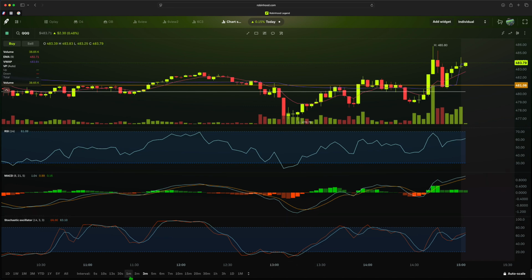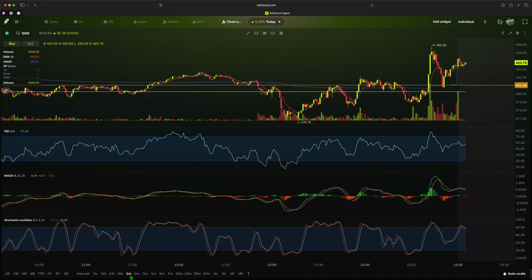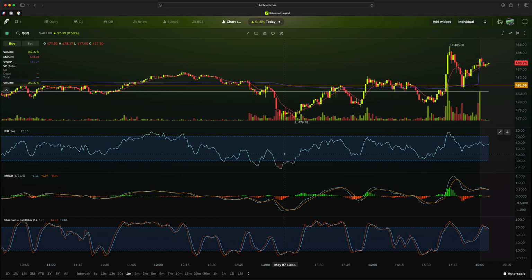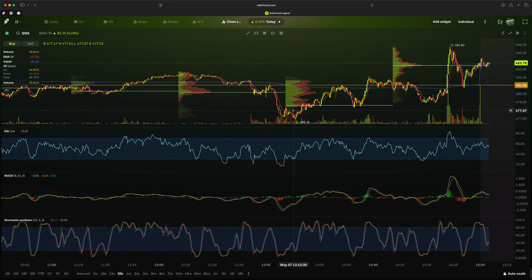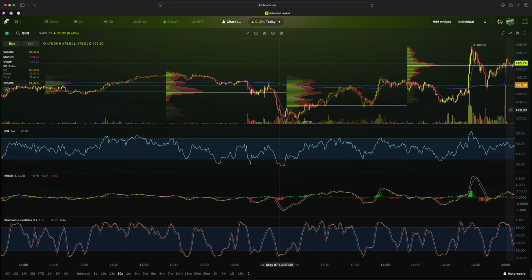But if we go to the 1 minute, the 1 minute is going to be a little bit quicker. And the 30-second is going to be even quicker to show you to get out of the play. Then you use the shorter time frames along with the longer time frame trends to get in and out of your plays. This is the volume profile. So this shows you at these levels the heavy buying and selling.